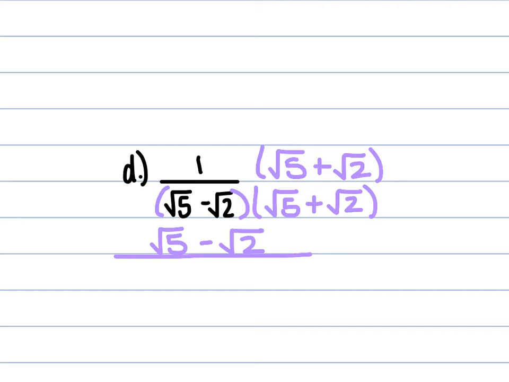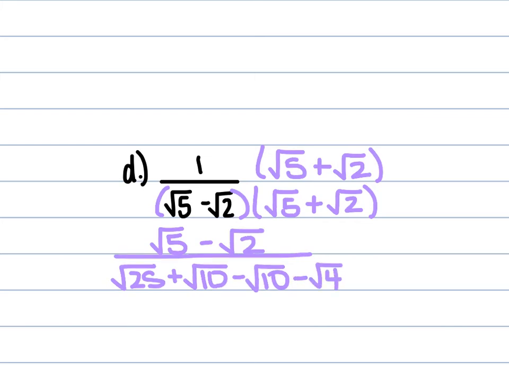The square root of 5 times the square root of 5 is the square root of 25. Square root of 5 times the square root of 2 is square root 10. Negative square root 2 times square root 5 is going to be a negative square root 10. And negative square root 2 times square root of 2 is a negative square root of 4.